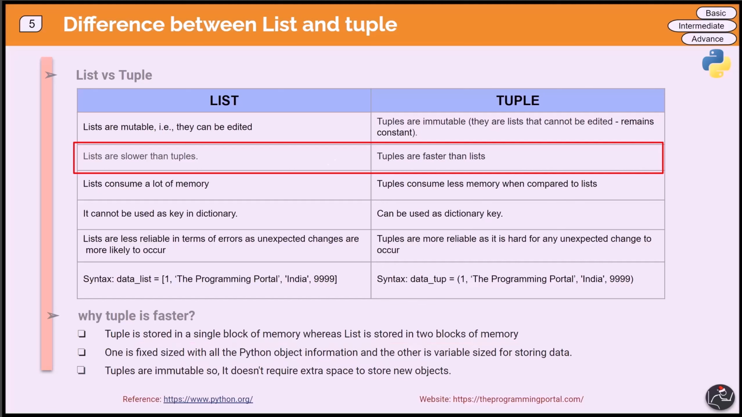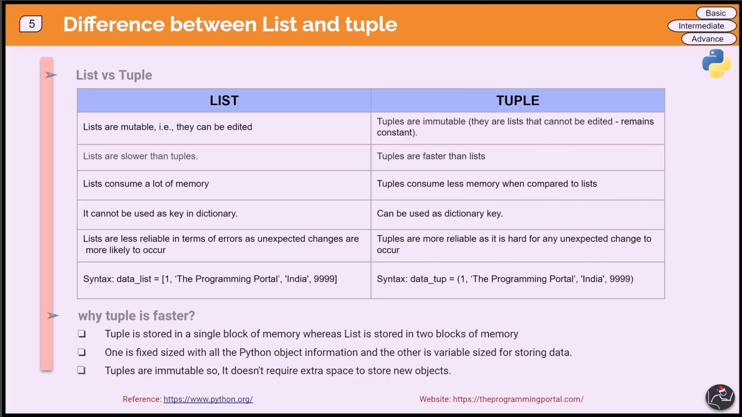And why does it not require two blocks? Just think a bit. Because tuples are immutable, so it does not require extra space to store new objects. Now you know the reason behind why lists consume more memory and are slower than tuples.